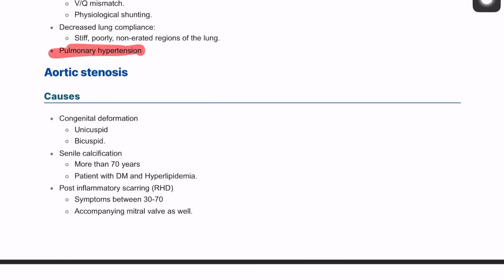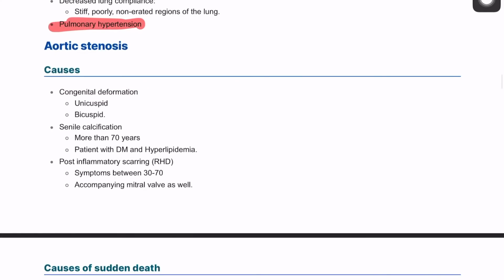The cardiovascular part of the pathology section at MRCS, we're going to cover aortic stenosis and infective endocarditis. So what are the causes of aortic stenosis? It usually depends on the patient's age.